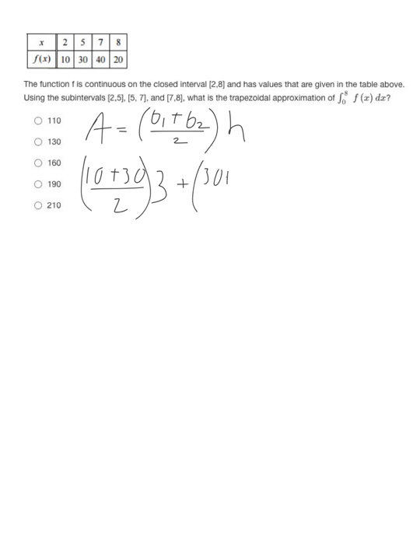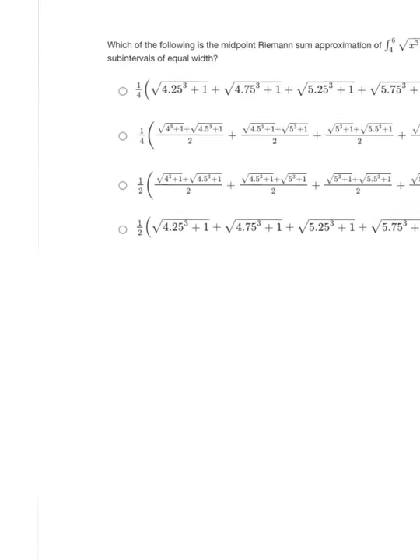30 plus 40 over 2, average of the bases, times the height. This time the height is 2, from 5 to 7, plus 40 plus 20 divided by 2. This time the height is 1, from 7 to 8. And then simplify, add all that up, and I believe you get 160. All right, next problem.